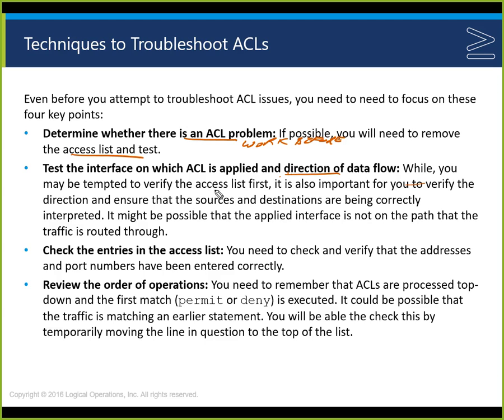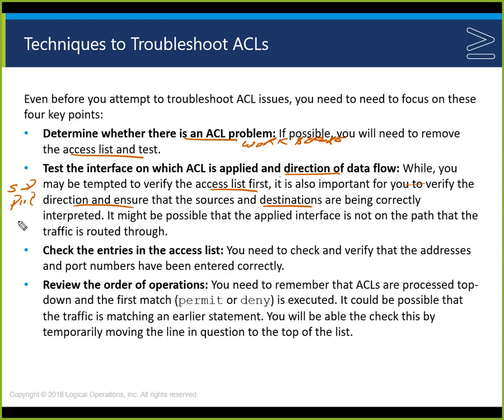To verify the access list first, it's important that you verify the direction and ensure that the sources and destinations are correct. So did we get the source and destination correct? Is it applied in the correct direction when we look at that thing? The interface may not be on the path that the traffic is routed through, and that's the other thing. The other implication is that we did a deny and traffic is still getting through. Does the traffic go through the interface that we applied it to? Does it go where we think it does?